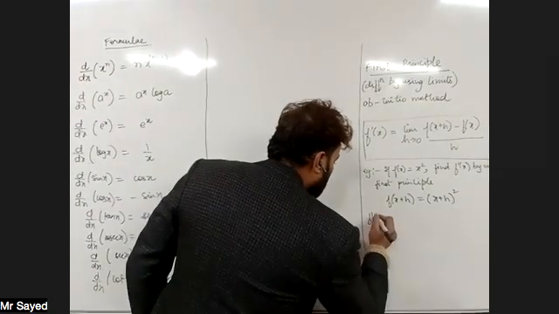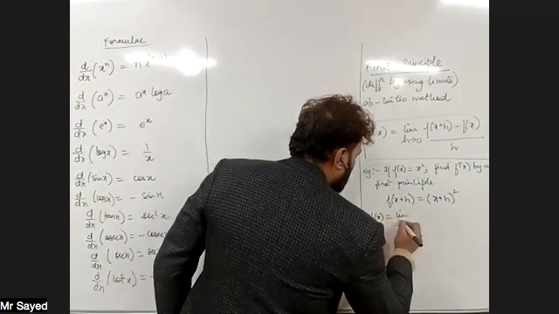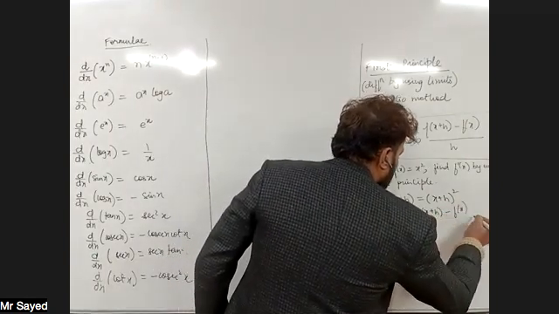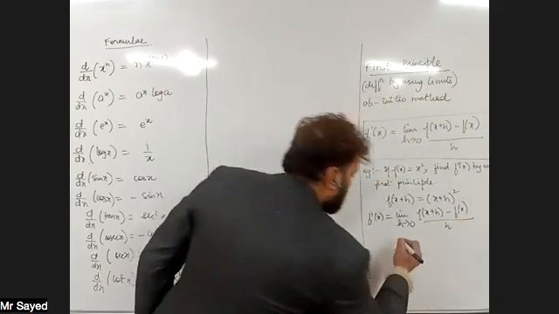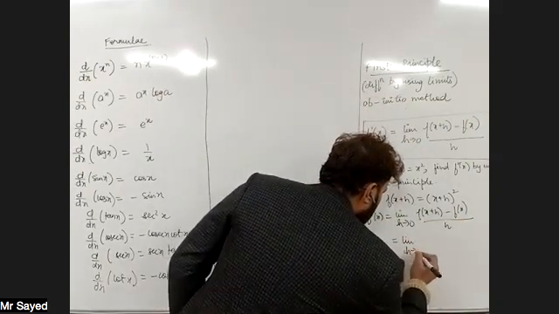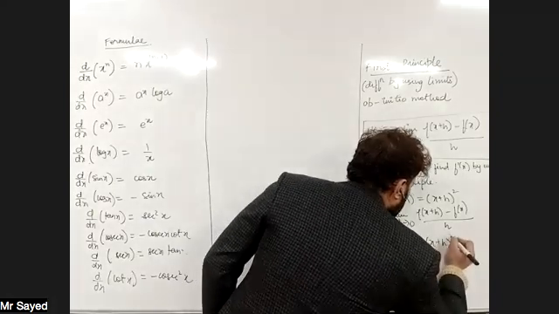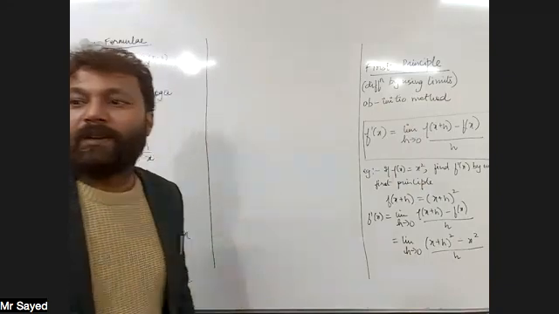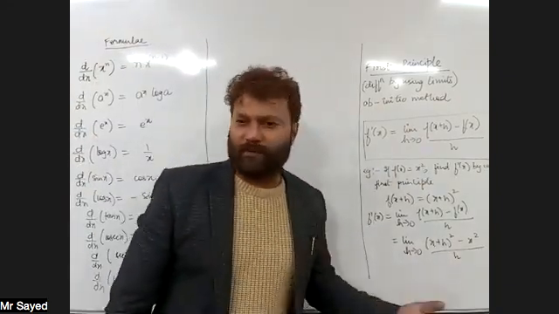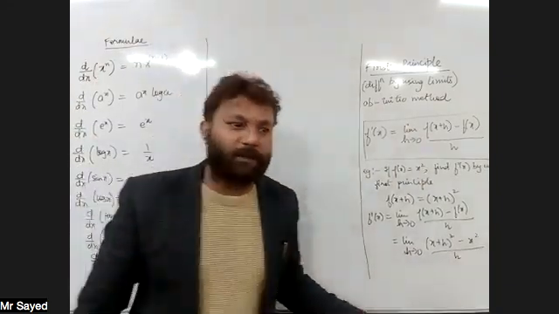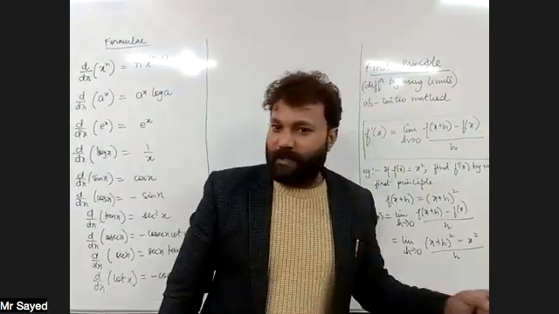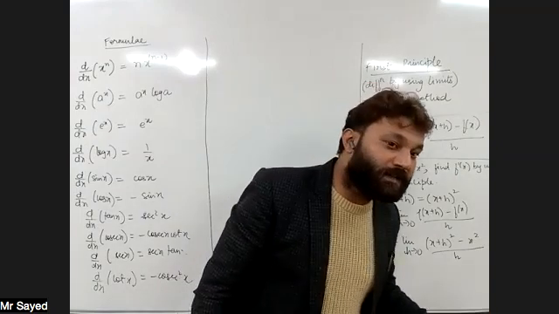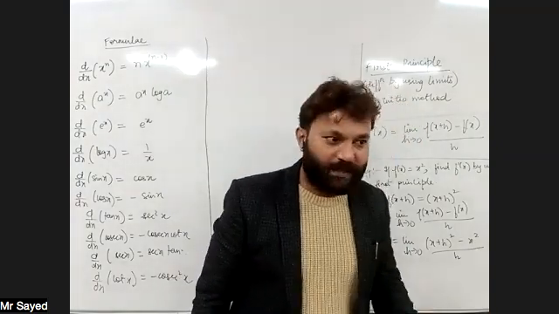Now the formula for f dash x is limit h tending to 0, f(x plus h) minus f(x), whole upon h. Watch carefully: (x plus h) whole squared minus x squared, whole upon h. Now try to recall the first basic formula in limits that we have done: limit x tending to a, (x to the power n minus a to the power n) upon (x minus a) is n a to the power n minus 1.